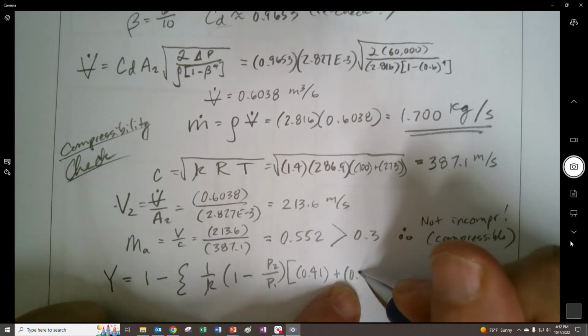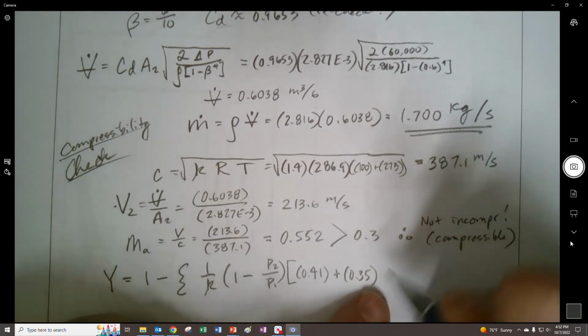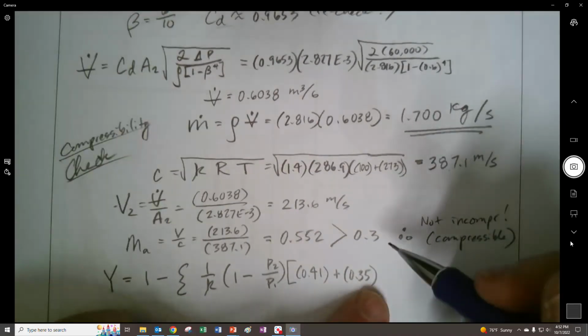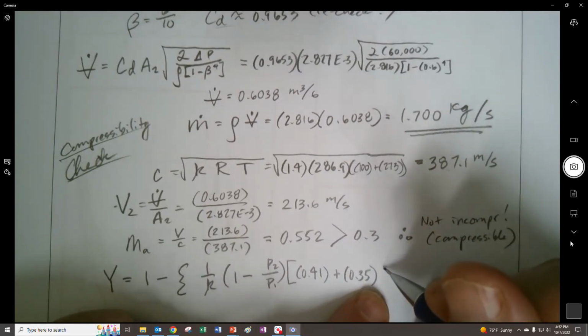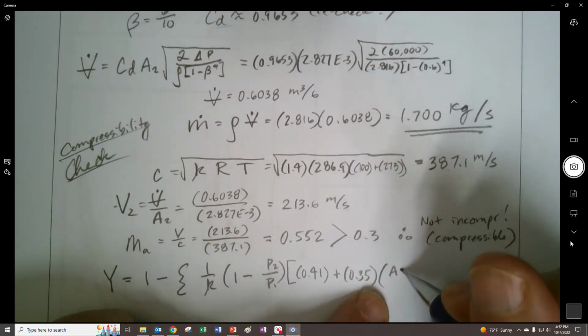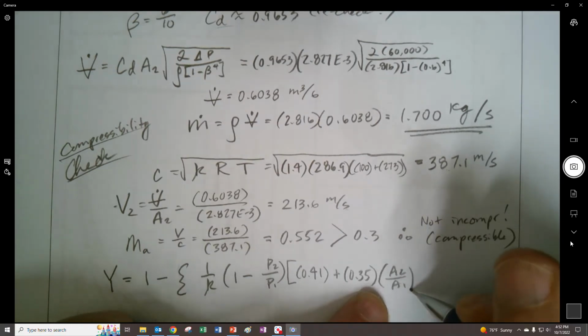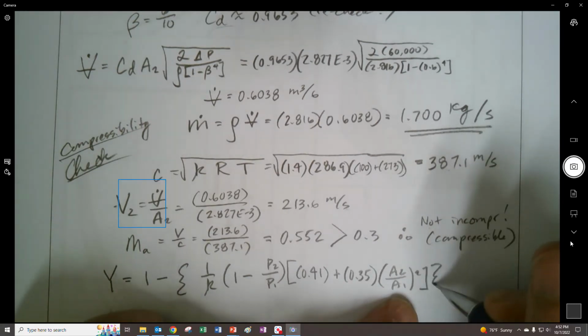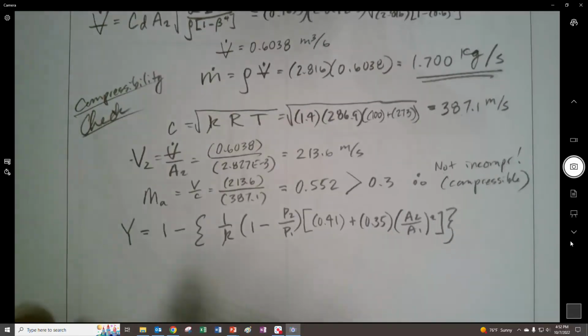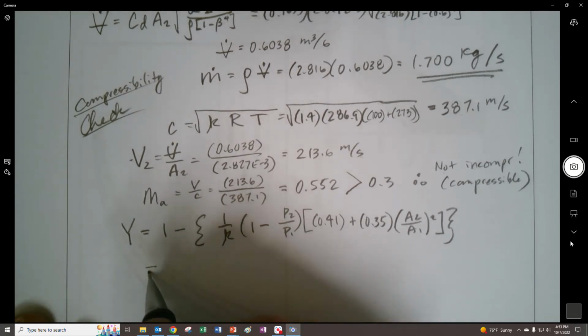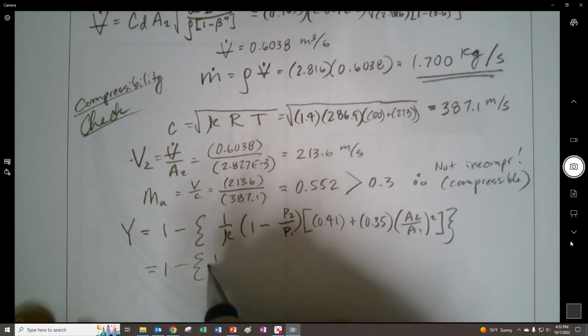But I think when I was graphing it, I just graphed it by ratio. I don't think I graphed it by individual, but I better check that. So anyway, A2 over A1 squared, and then the closed brace. So I believe that's the equation that we have as this, I'm going to call it a compressibility correction factor, but they called it an expansion coefficient or something along those lines. But anyway, 1 minus 1 over 1.4.